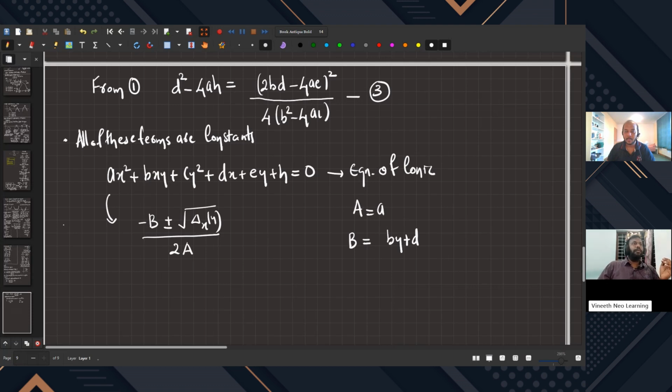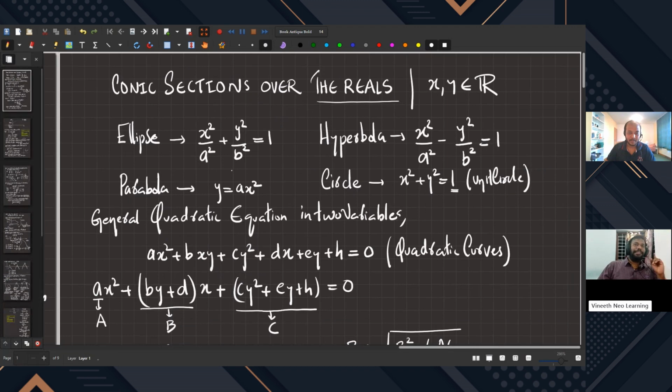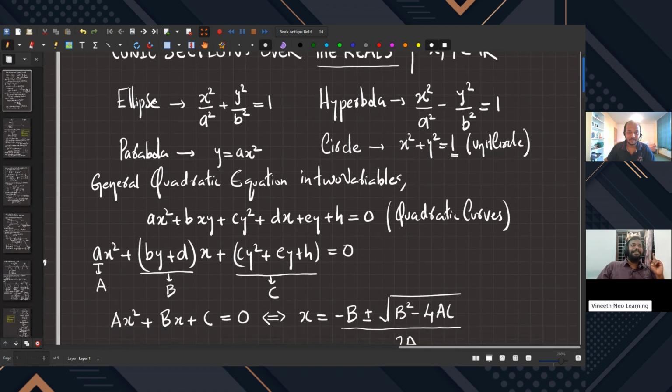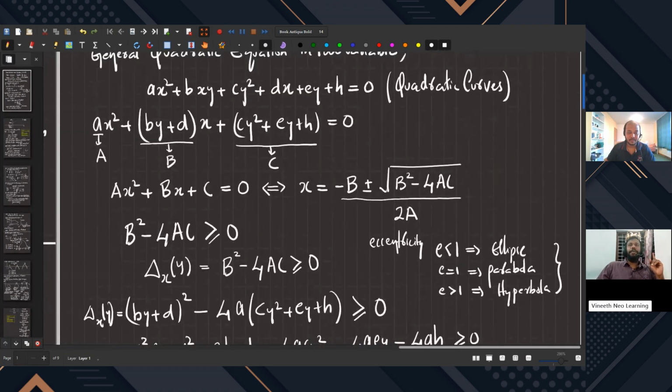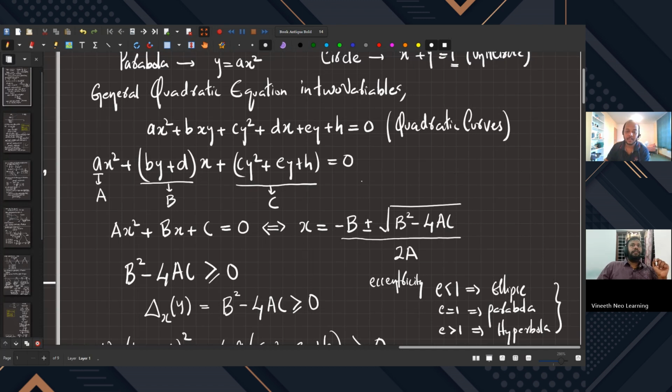Let me go back and check what A, B, and C are, Joe. A is a, B is by plus d, and C is cy squared minus ey plus h. That equation we made into this equation, and b squared minus 4ac is actually our delta x of y. That's how we started.